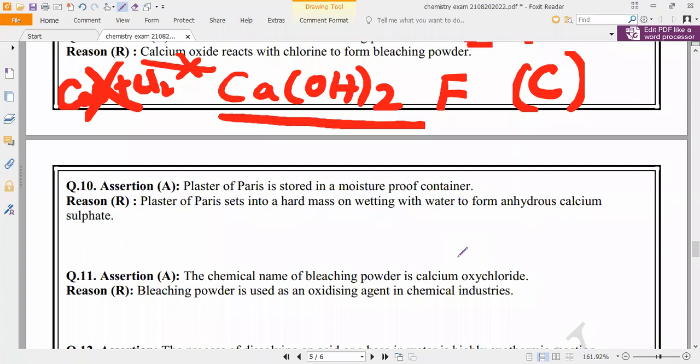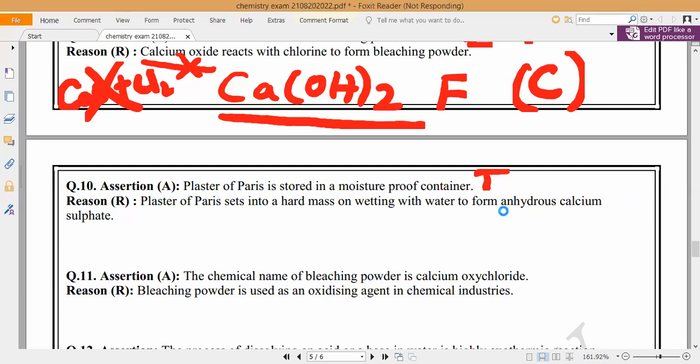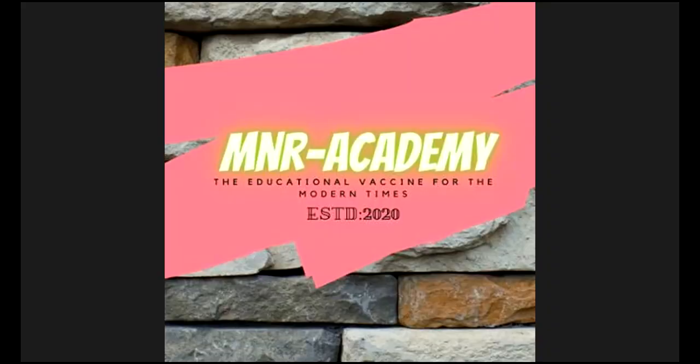Think carefully. Plaster of Paris is stored in a moisture-proof container. Yes, it is true. Now, if it reacts with the moisture, what will happen? Plaster of Paris sets into a hard mass on wetting with water to form hydrous or anhydrous? Sir, in the question they gave anhydrous. So how will anhydrous come?